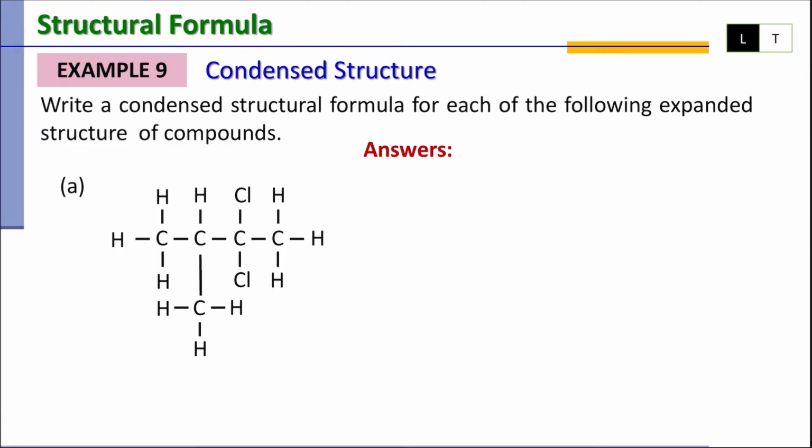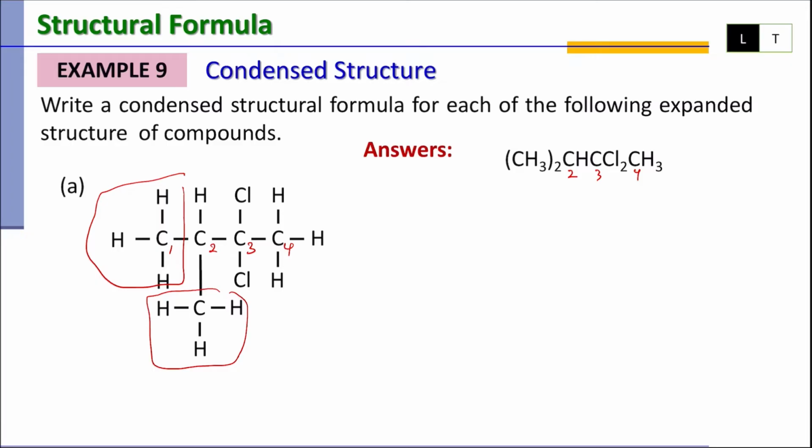Example kat sini saya minta awak untuk tulis as condensed structure for example 9. So bila saya nak mulakan, saya akan mulakan daripada kiri ke kanan. So 1, 2, 3, 4. So I have 4 carbon chains. So this is going to be my carbon number 2, number 3 and number 4. Dan number 1 dia termasuk sekali dengan this one. Okay, so dia jadi substituents, repeating units.